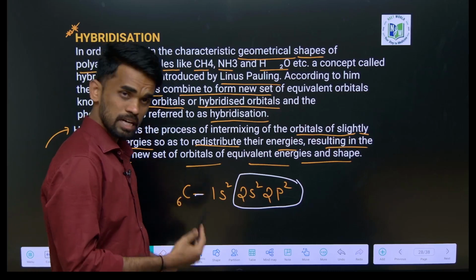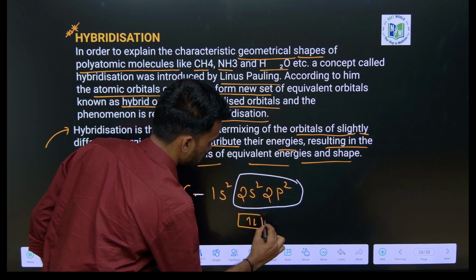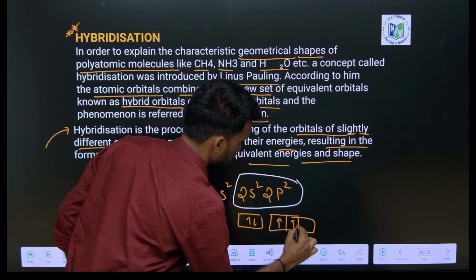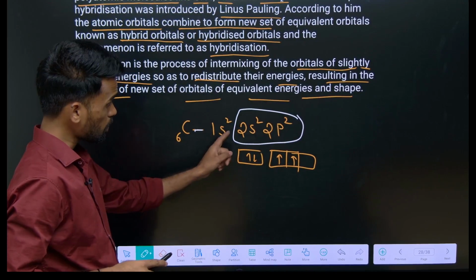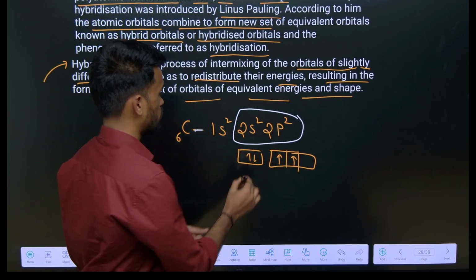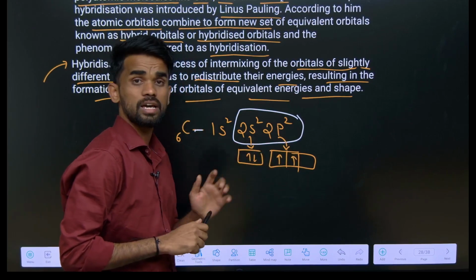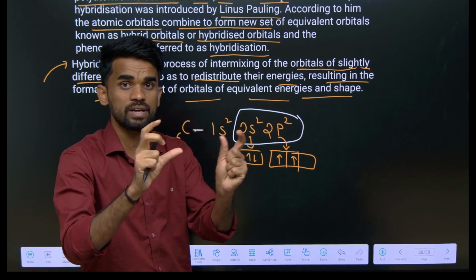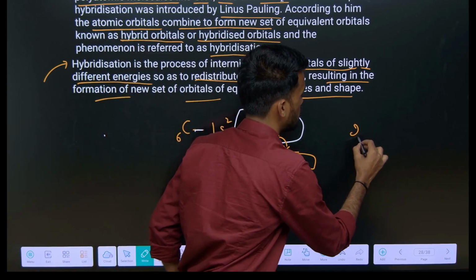So for that purpose, what is the orbital representation for this? We can represent it like this, right? After representing it like this, now see here, we have 2s for this, and this is the 2p atomic orbitals. We know 2s and 2p atomic orbitals will have a difference in their energies. We know 2p will have more energy than the 2s.